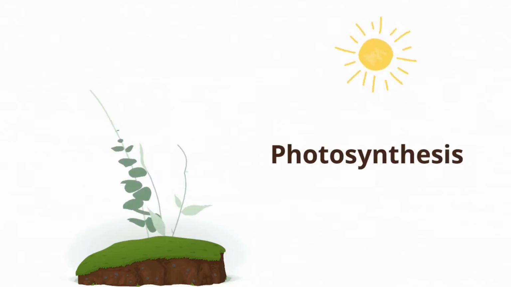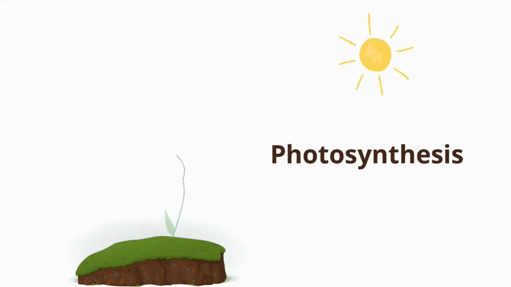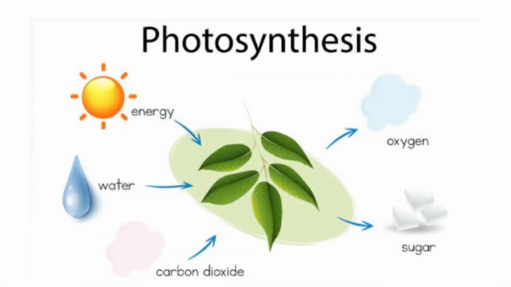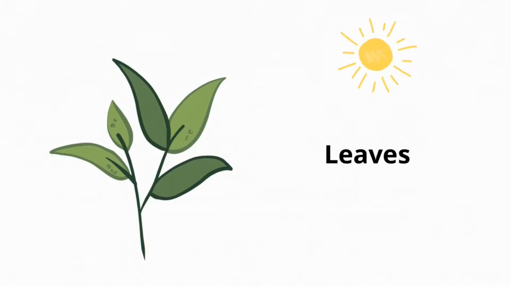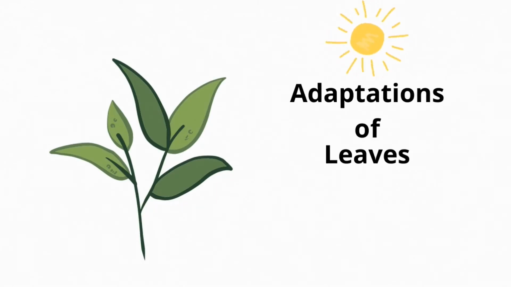As we know, photosynthesis is one of the essential processes in plants. And photosynthesis occurs in the leaves of the plant. Now let us understand a few adaptations of the leaf that help the leaf during photosynthesis.